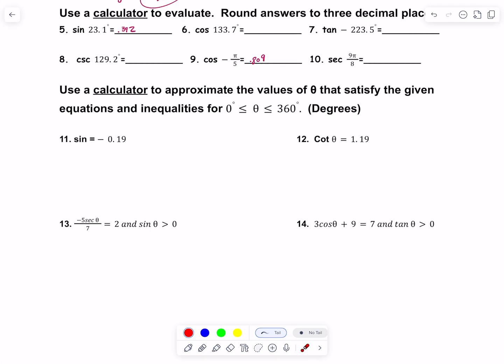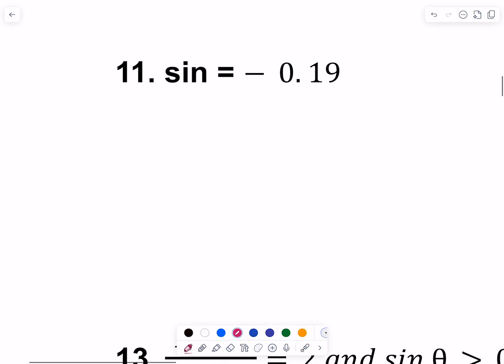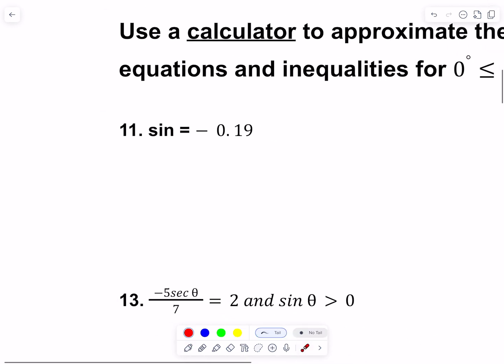So I'm going to do number 11, and I'll probably do number 13. You guys can do 12 and 14 on your own. That way you have an example to practice on. So on this one right here, there's nothing to solve. You're just ready to find the angle.